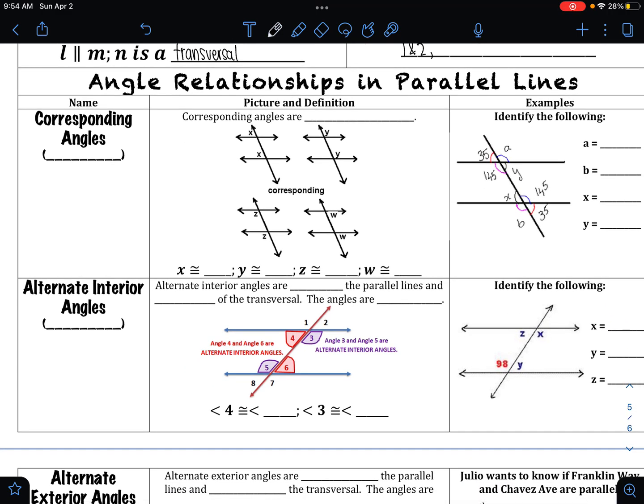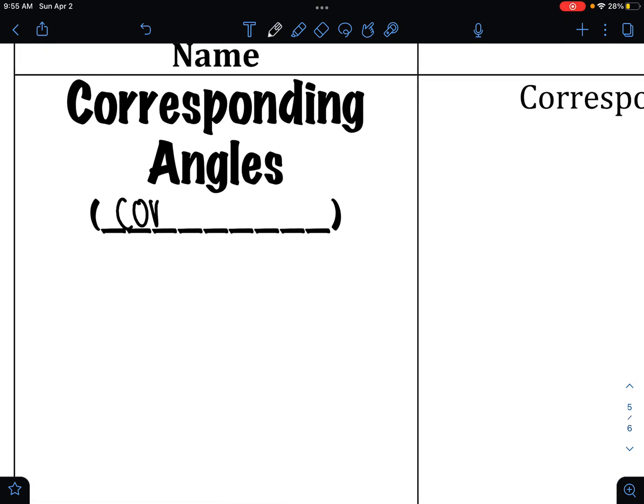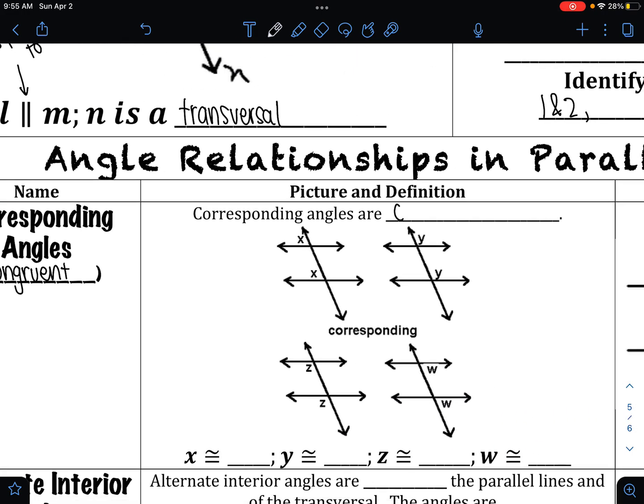So when we have the parallel lines cut with a transversal, there's a couple different properties and ways that we can name the angles. So we are going to go ahead and do that. So corresponding angles are congruent. That's a congruent relationship. And that's also going to go here, congruent.